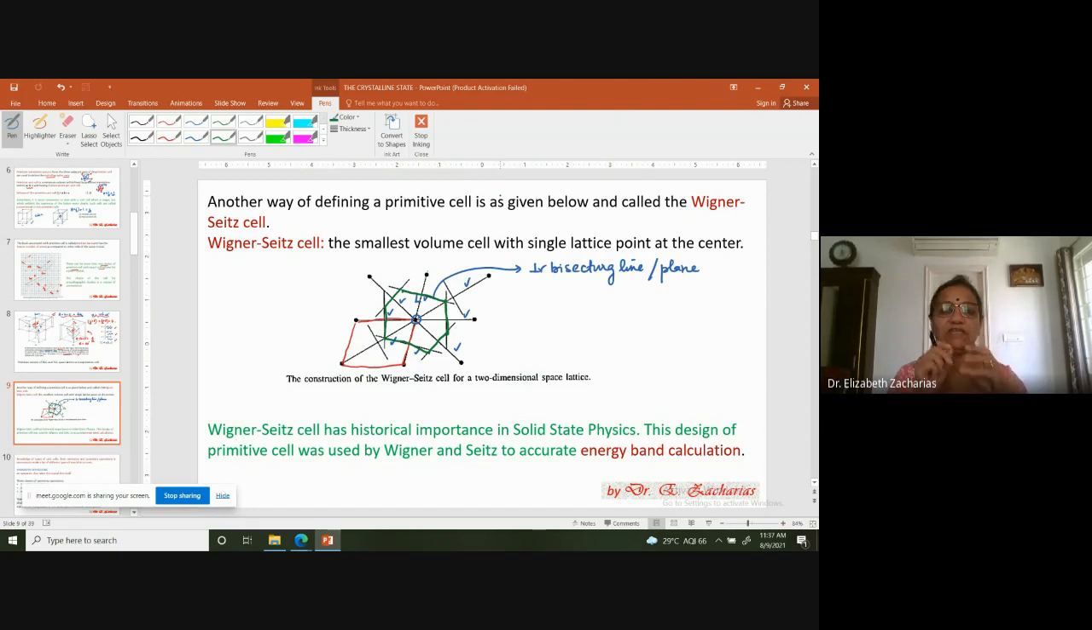Now, the difference between a normal primitive cell and this cell is that in a Wigner-Seitz cell, there is only going to be one lattice point, and that lattice point will be at the center of the Wigner-Seitz cell. Now you look here, in this picture also, you're seeing that there is only one lattice point per cell, and it is located at the center of the cell. So did you guys understand what a Wigner-Seitz cell is and the construction?